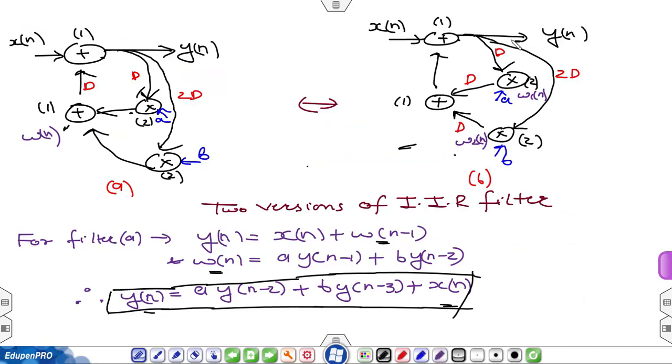So y[n] is given by x[n] at this point, W1[n-1], and the second signal is W2[n-1]. W1[n] and W2[n] will be delayed by one cycle, and at this point they will get added. So y[n] is x[n] plus W1[n-1] plus W2[n-1].